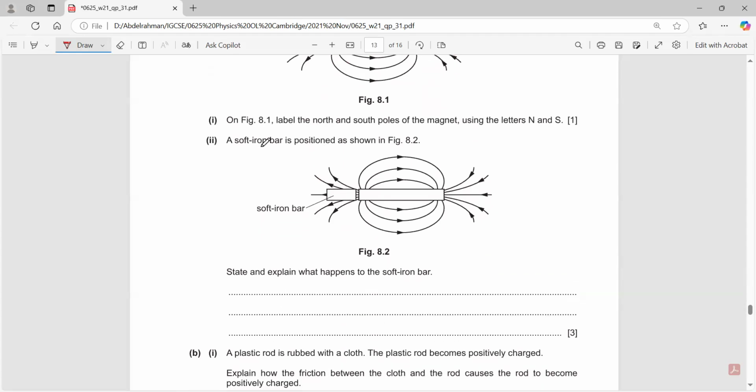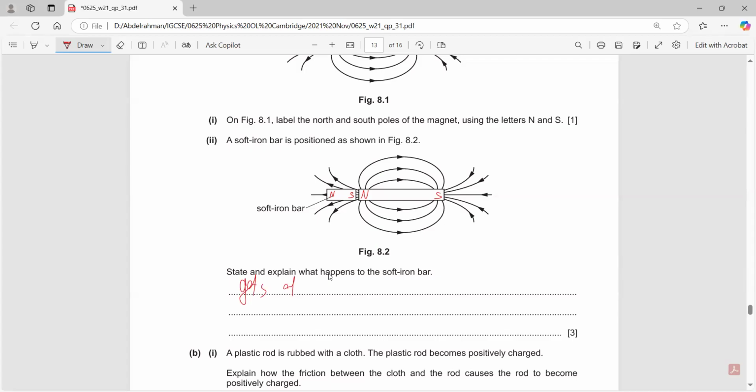A soft iron bar is positioned as shown. This is the soft iron bar. State and explain what happens to the soft iron bar. Iron next to a magnet. It will definitely be attracted. Why? Because it becomes a magnet with opposite poles. So for example, if this is the south pole and this is the north pole, then this would have a south and this would be a north pole. Why? Because it's a temporary magnet. It gets magnetized easily. Okay? It gets attracted.